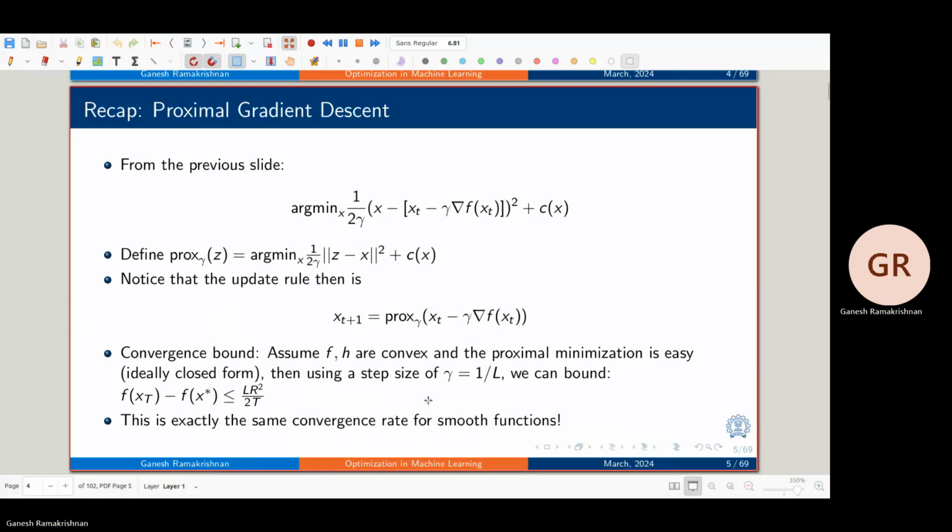Now it turns out that if f is convex, sorry, this is c, not h. If f and c are convex, and the proximal minimization can be solved exactly, ideally in closed form, or even iteratively but quickly enough, then discounting the time required to actually solve this problem, the error can be bounded by 1 upon 2t. So this is basically the convergence rate for smooth functions, which is good news.